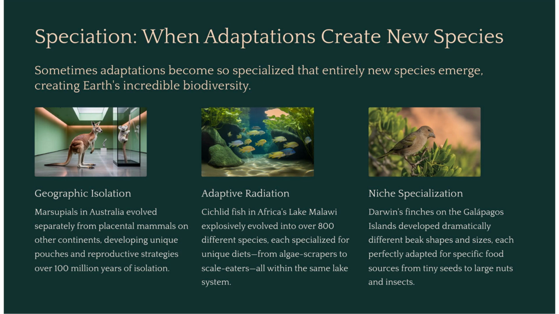Another is adaptive radiation. In Africa's Lake Malawi, cichlid fish evolved into over 800 species, each with special diets, from algae scrapers to scale eaters. And then there's niche specialization. Darwin's finches on the Galapagos Islands developed different beaks, each perfect for eating certain foods like seeds, nuts, or insects. This is an important point. Speciation is what creates Earth's incredible biodiversity.